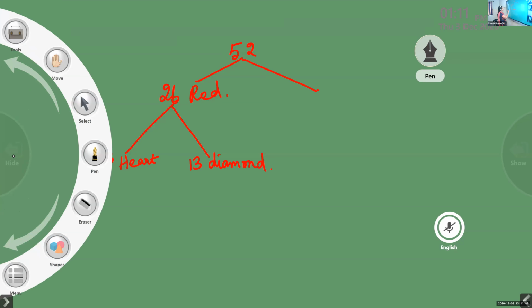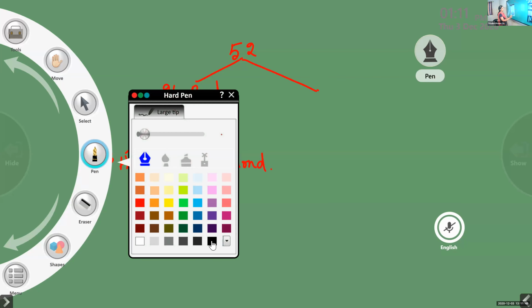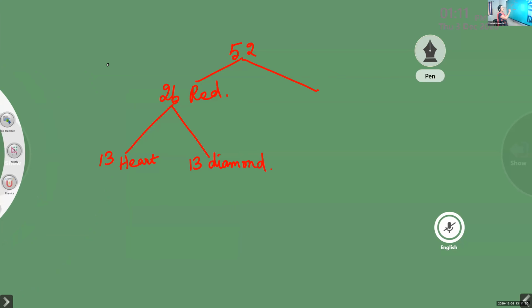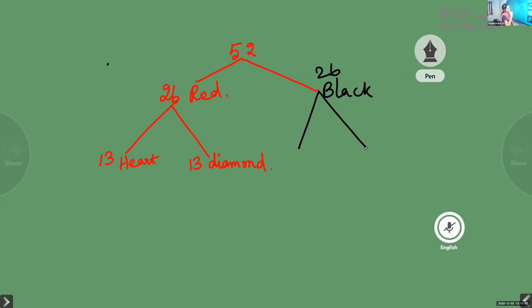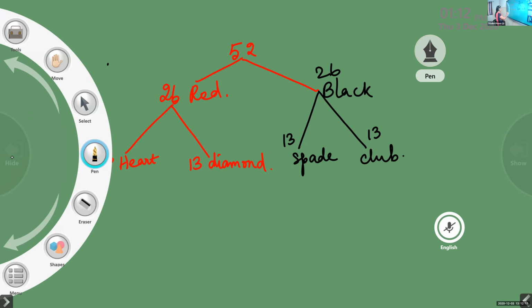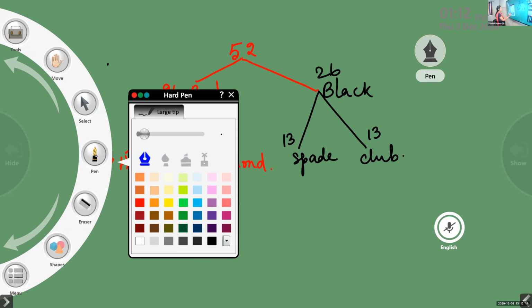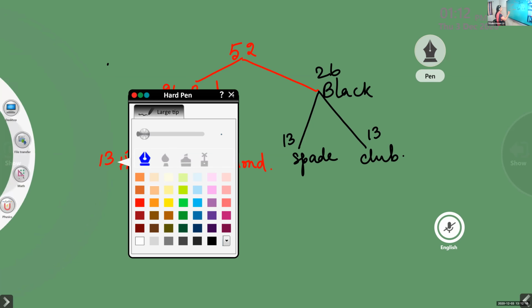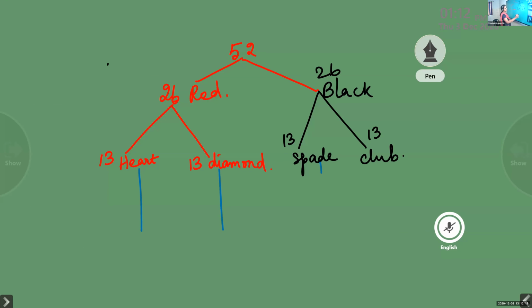If you take the 26 black cards, you can further divide them into 13 spades and 13 clubs. If you take one deck of cards, you will get all these suits.